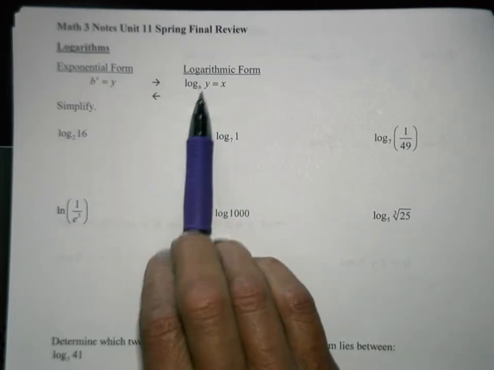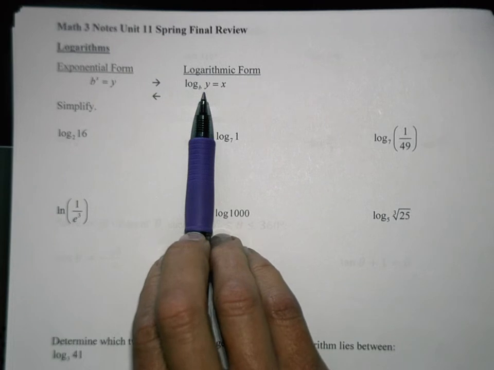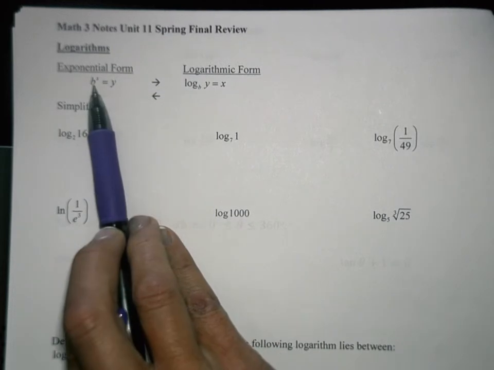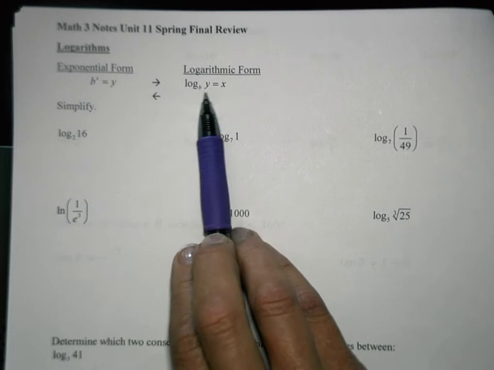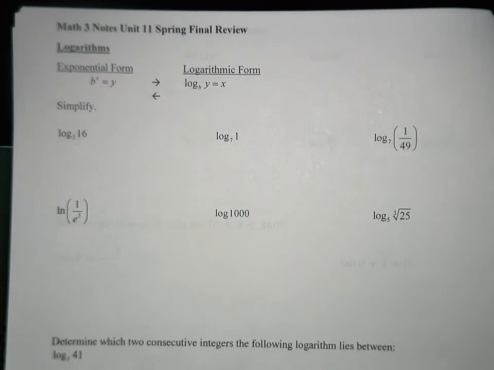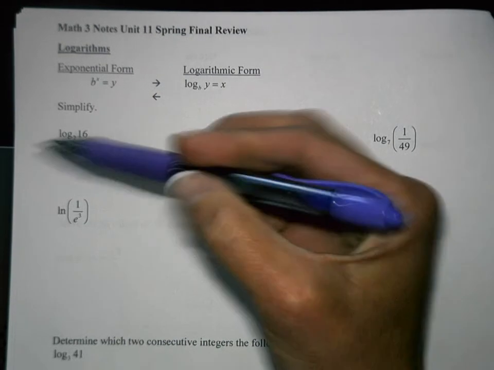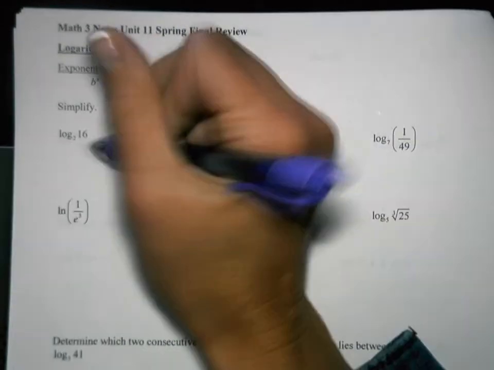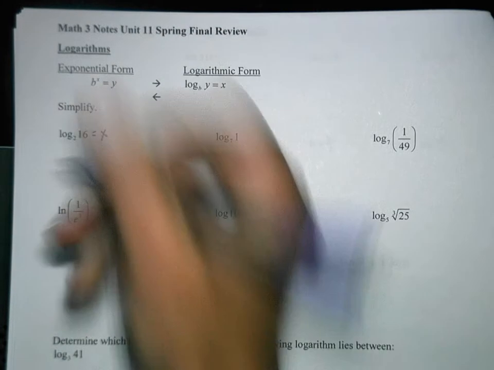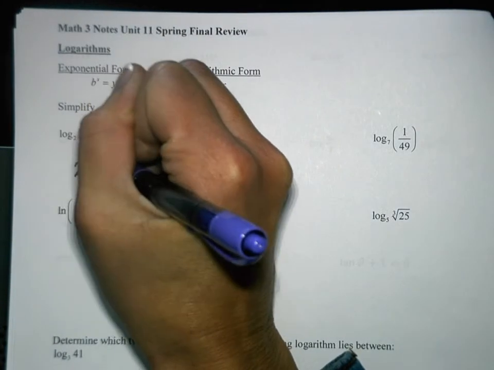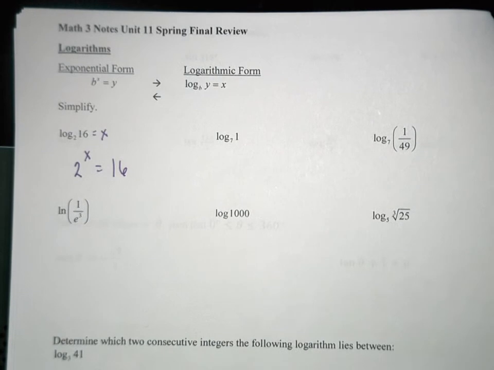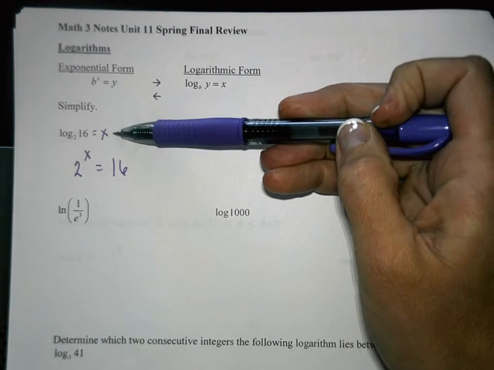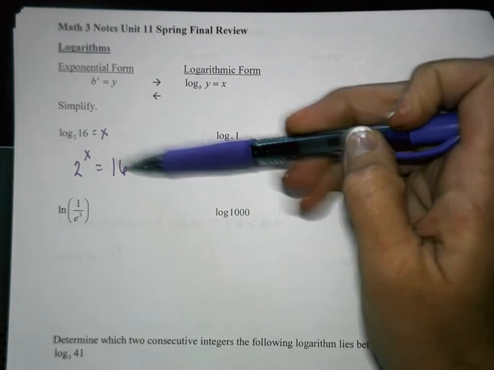So you can see here again that the base on the log goes to the base for the exponent. This answer part is the exponent, and this part right here is the answer in exponential form. So they go back and forth. So this first question, we can either put equals x, or we can write it as 2 to what power equals 16. So right there, I just changed this from logarithmic form to exponential form.